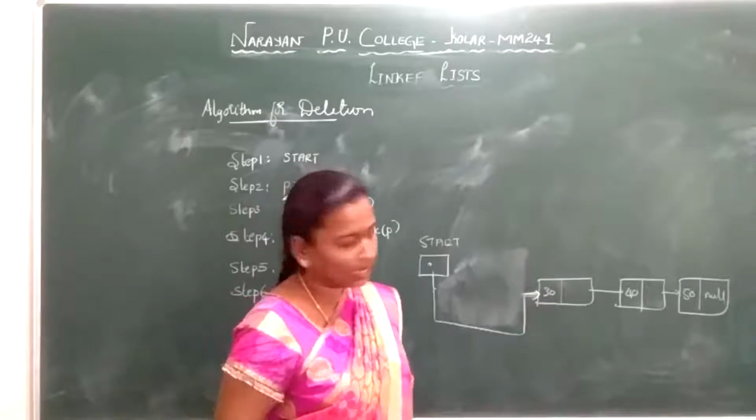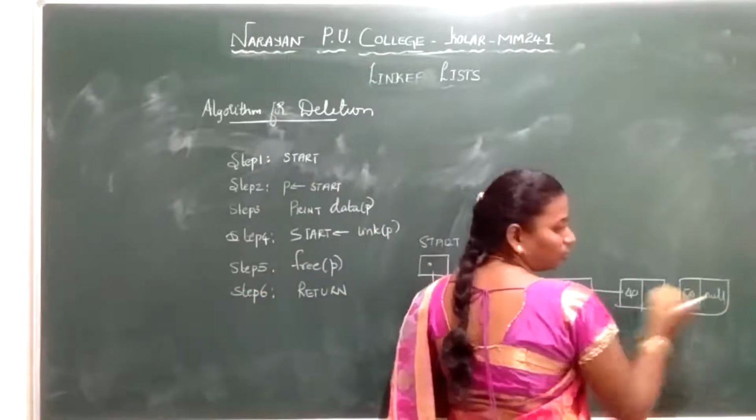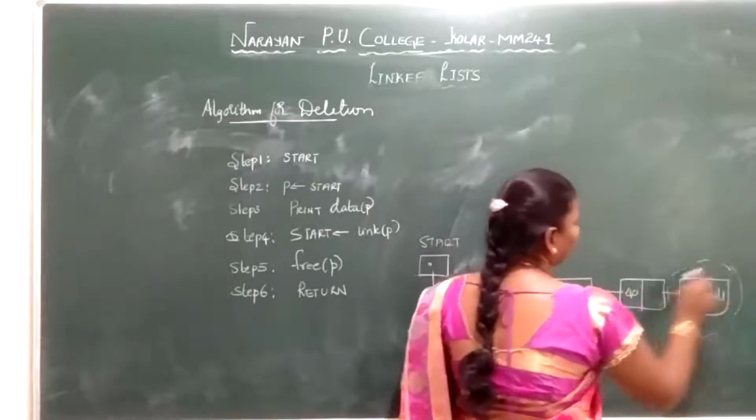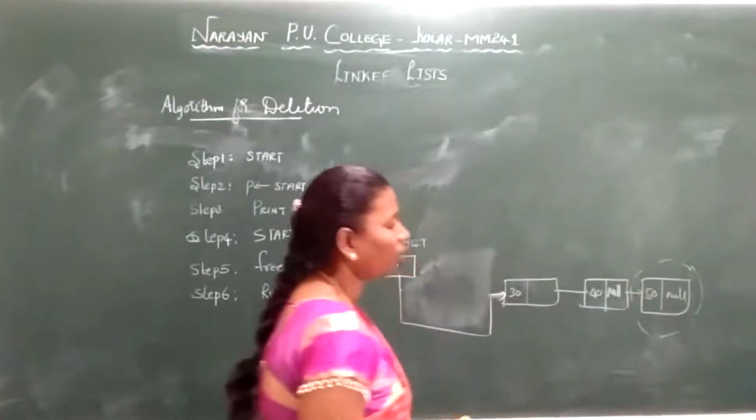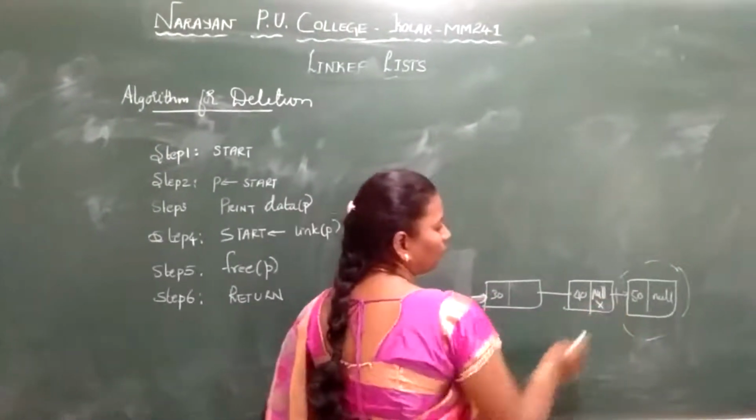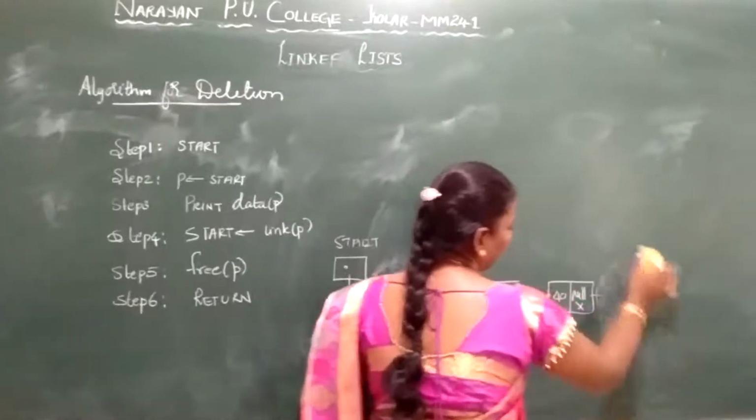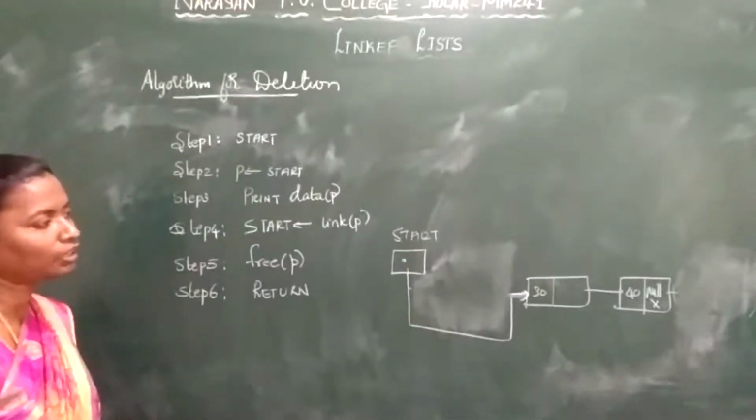Similarly we can delete at the end. I told you we can delete at the end also. For example, I want to delete this node, so I make this 40 as null. Before it was having the link of 50. Now if I place null here, that means this last node will be deleted. Even at a given position, if you want any node to be deleted, you can delete.